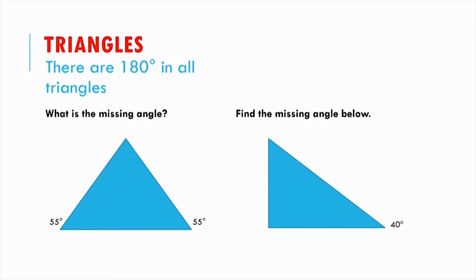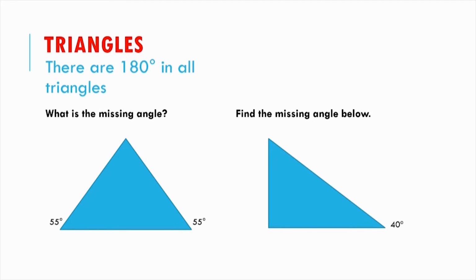So this first example, you have a triangle and it identifies two angles as 55 degrees each. So how do we find that missing angle? You start with 180, subtract 55, subtract 55 again, and you'll get 70. So 70 is that missing angle. So again, you can always check your answer by saying 70 plus 55 plus 55, and you'll get 180.